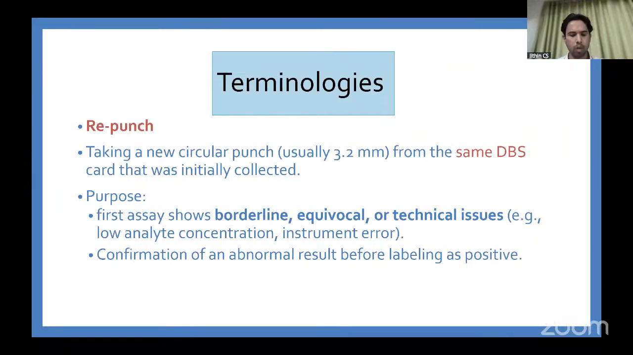There are certain terminologies you should know in metabolic screening. One is repunching. Repunching usually occurs when there are borderline or equivocal results. In order to clarify, we need to take a new punch from the 4th circle or the 5th circle. It is also needed if we get an abnormal result and need to redo the test.